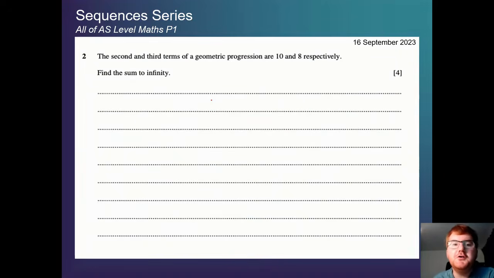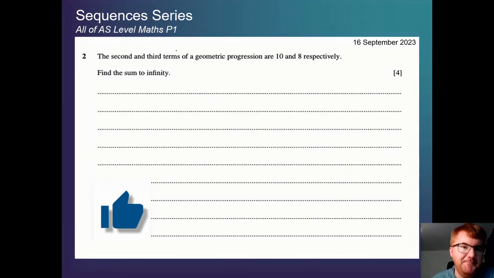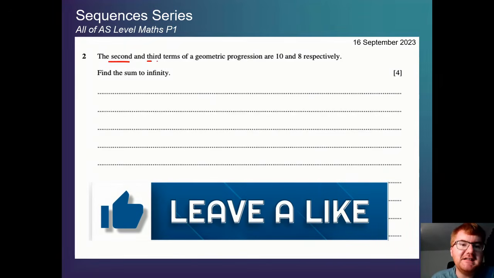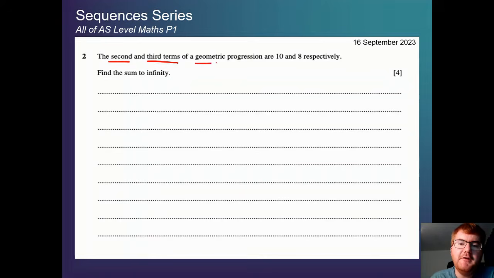Okay, and on to question 2 here. So the second and third terms, let's underline that nice and carefully, for a geometric progression. So remember, we are multiplying each time here, are 10 and 8 respectively, and we need to find the sum to infinity. So again, we can think of this as our first term. Now the second term of a geometric, remember, is just A times R, and then the third one, as we've seen before, is A times R, or AR squared.